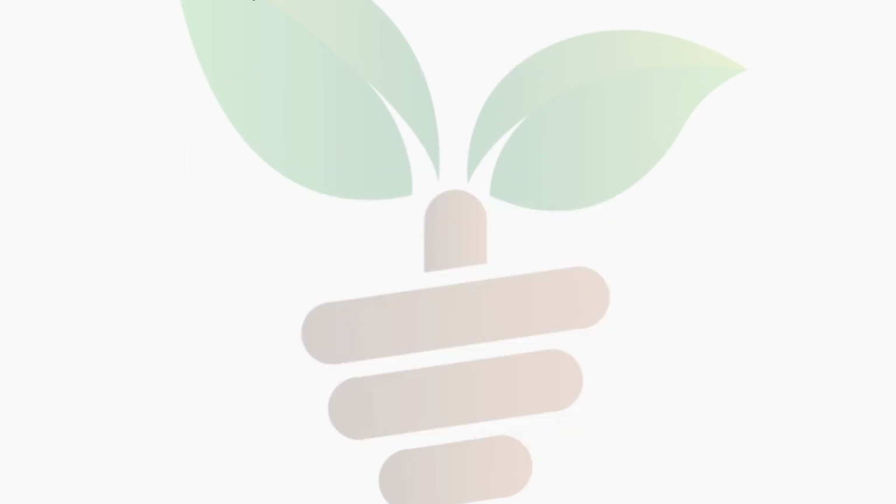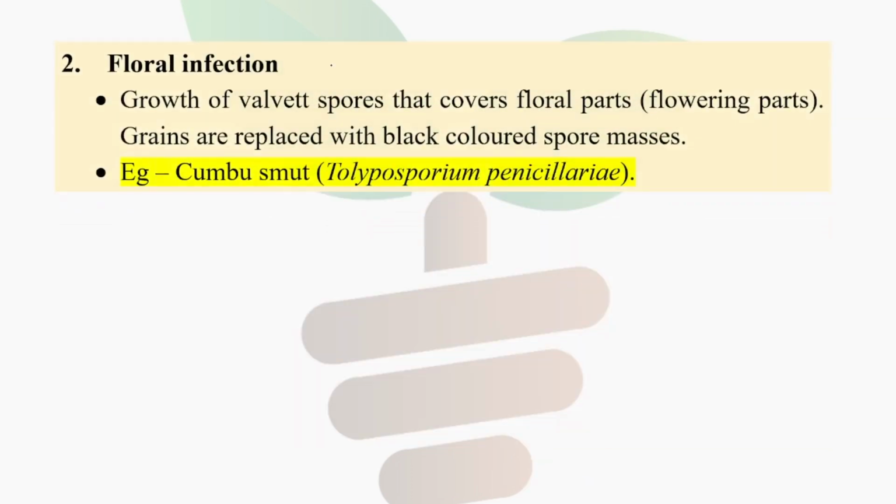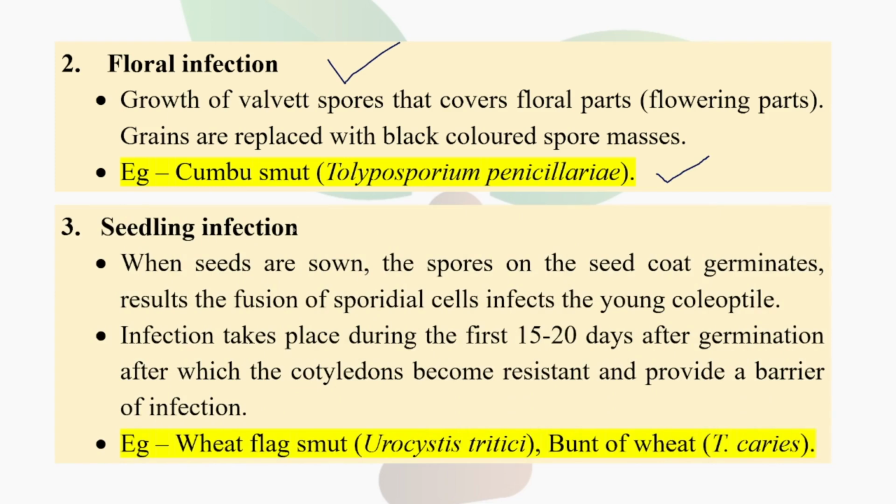Very important. The second is floral infection. Generally, they infect floral parts, and spores can be observed. The best example is ergot or pearl millet smut, Tolyposporium penicillariae. The next one is seedling infection. Generally, they germinate with the seed and enter and cause infection through the coleoptile. Examples are wheat flag smut, Urocystis tritici, and bunt of wheat, Tilletia caries.